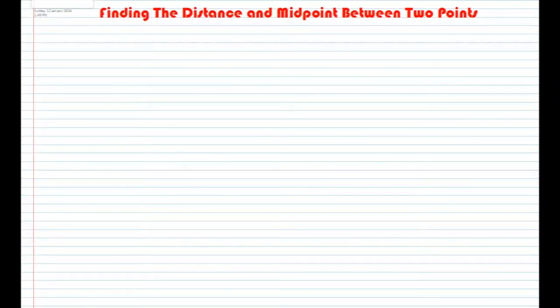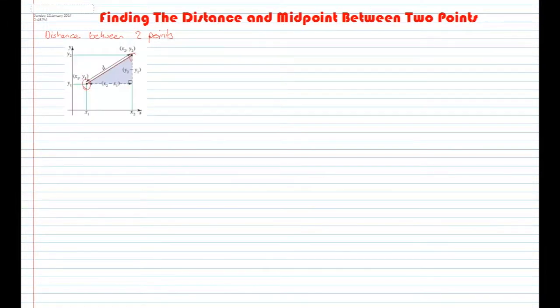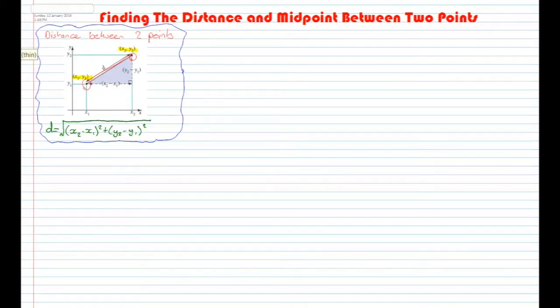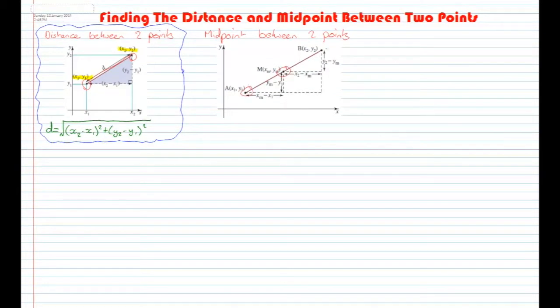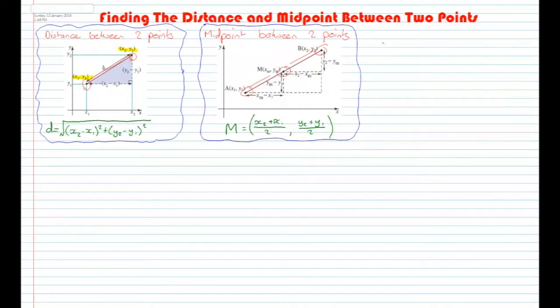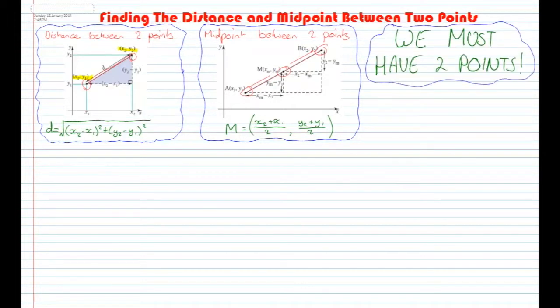So now it's time to have a look at some worked examples on how to find the distance and midpoint between 2 points. But before we do that, let's just recap on some of the stuff that we've gone over. To find the distance between 2 points, that is the length between here and here, we use the formula d is equal to the square root of (x2 minus x1) squared plus (y2 minus y1) squared, where x1, y1 is your first point and x2, y2 is your second point. And to find the midpoint between 2 points, that is the halfway point between any 2 points, we use the formula m is equal to (x2 plus x1) on 2, comma, (y2 plus y1) on 2. And of course, to be able to use both of these formulas, we must have 2 points.